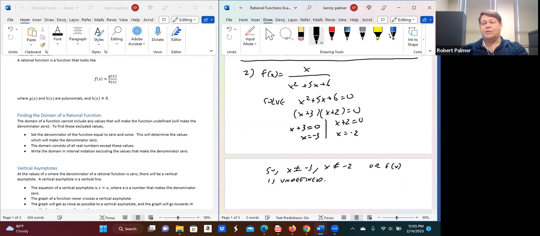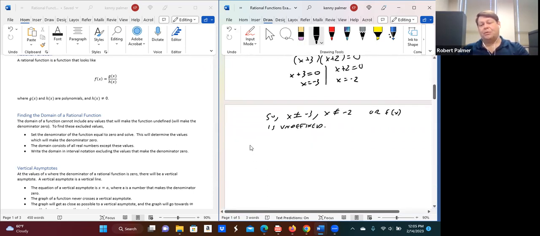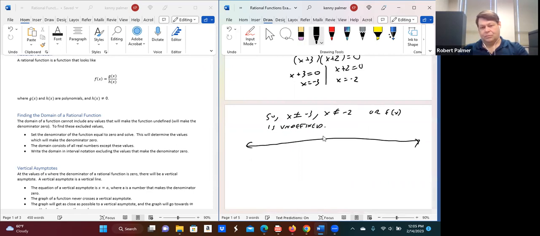Okay, so if we do a similar thing, write out what our domain will be. Let's also do a number line to help us. Here's 0, and -3 and -2. Once again, they can't be included, so we have to put open circles. And so this time our number line is split into 3 parts.